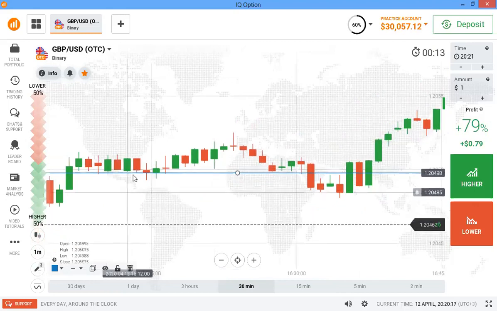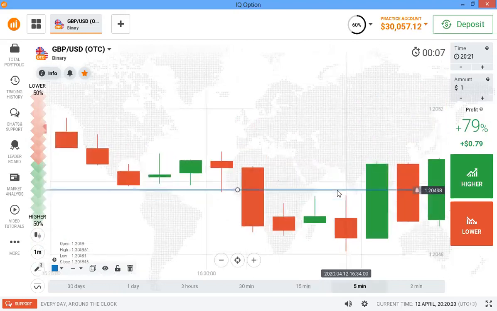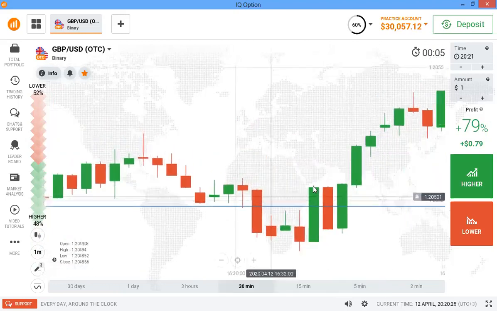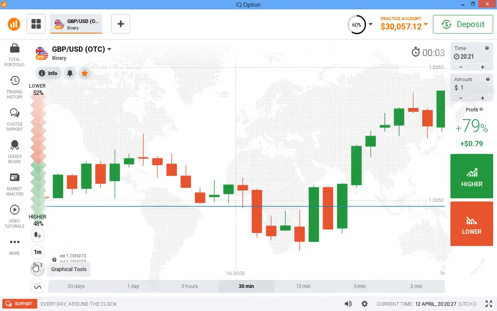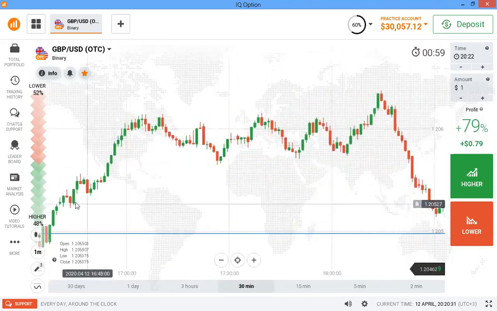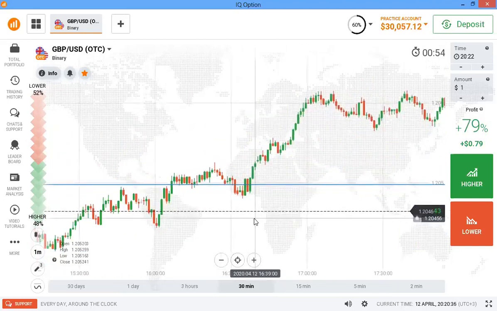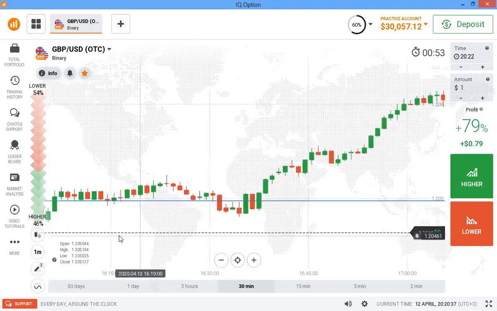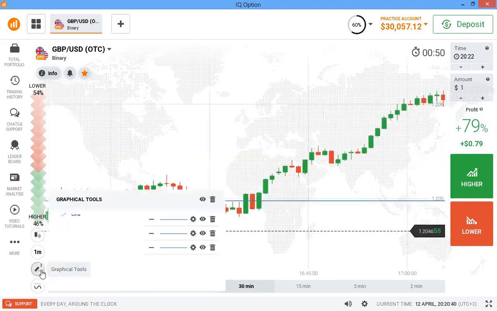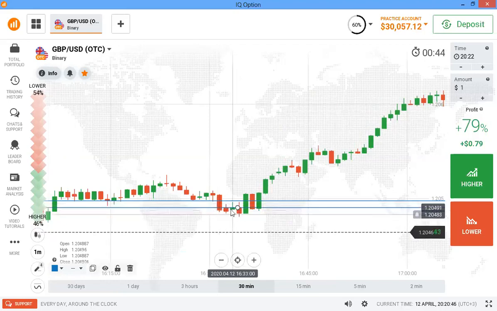So this is the support level right here. We also have a support level here. Then if you look on the right side, you will see a resistance level. A resistance level here. You see a resistance level here. Like here, I'm having a resistance level.